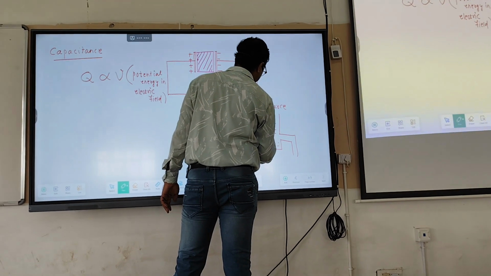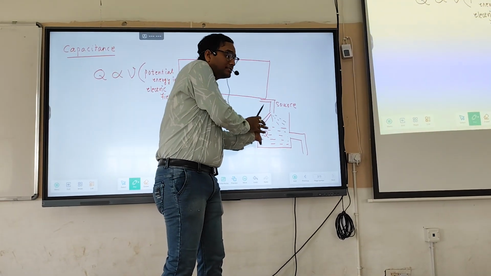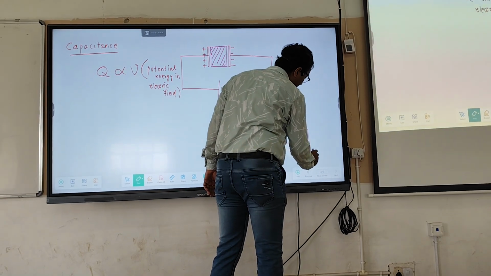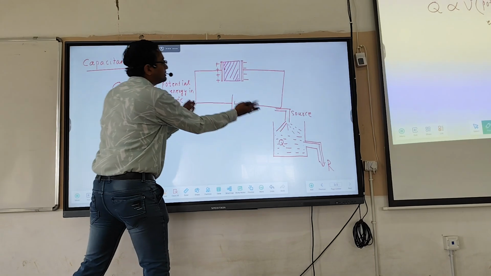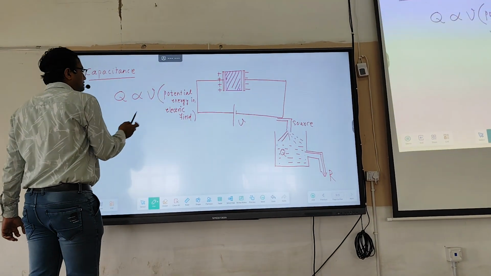This is charge Q, and this charge stored in the capacitor signifies the capacitance. And if it discharges, what does that signify? Resistance. So this signifies the charge stored in the electric field.